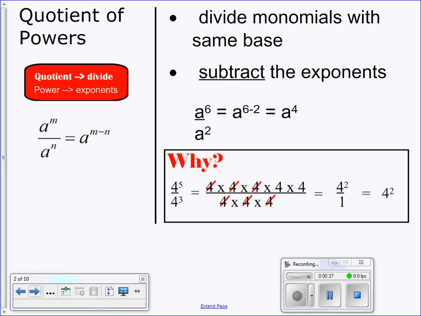If we take 4 times 4 times 4 times 4 times 4, and we divide it by 4 times 4 times 4, you would cancel out the three that are the same because that equals 1, and we would be left with 4 squared.